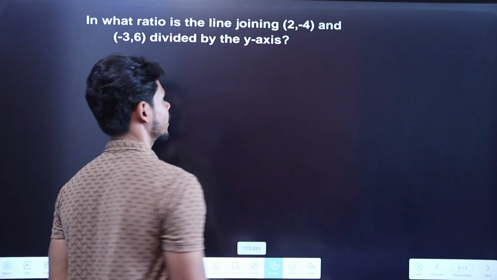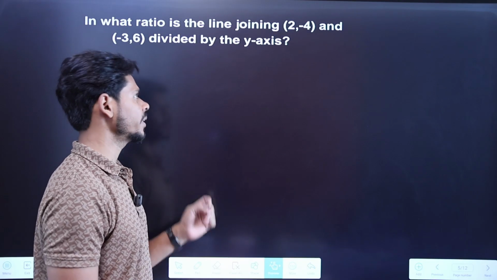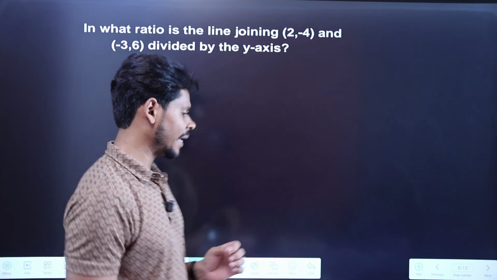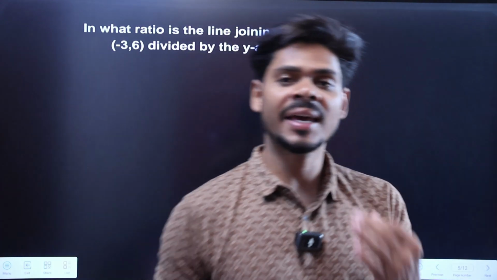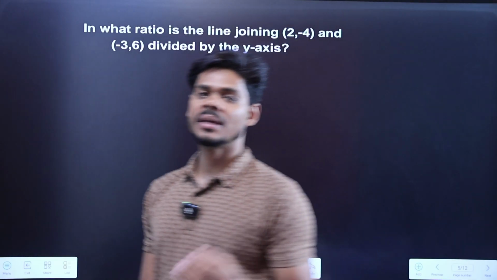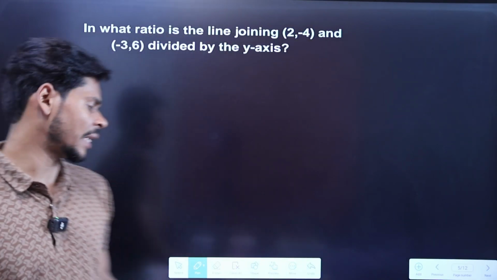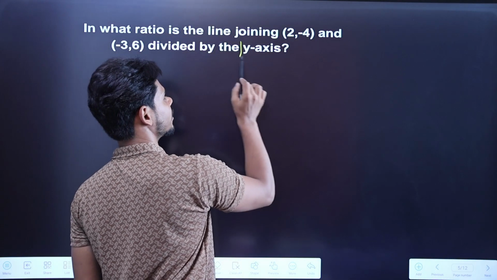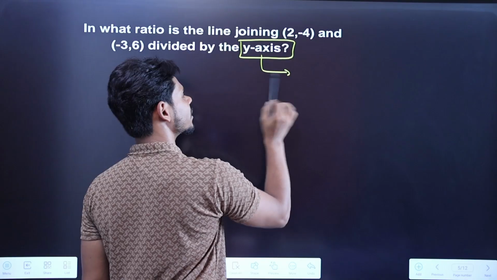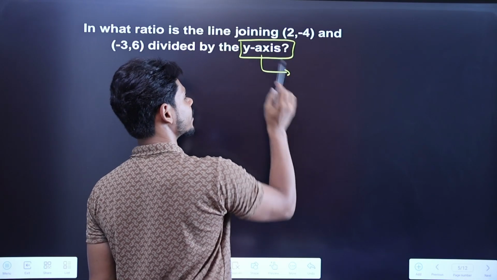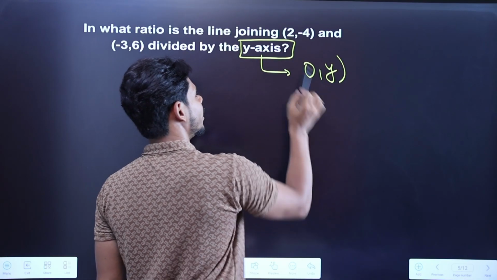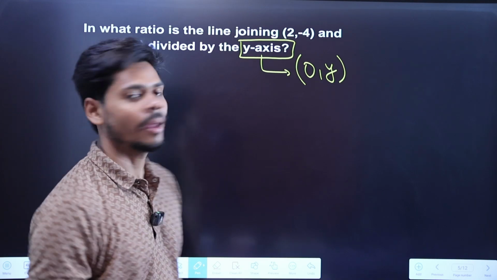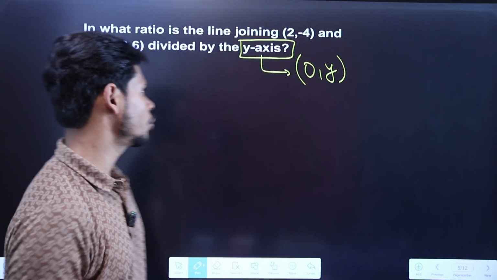In the last session, I already explained how to find the ratio whenever a line is divided by the x-axis. This time in this question you are given the y-axis. I have already explained that if a point lies on the x-axis it is (x, 0), but if a point lies on the y-axis then it is (0, y). It means some value will be there for y, but the value for x will be 0.